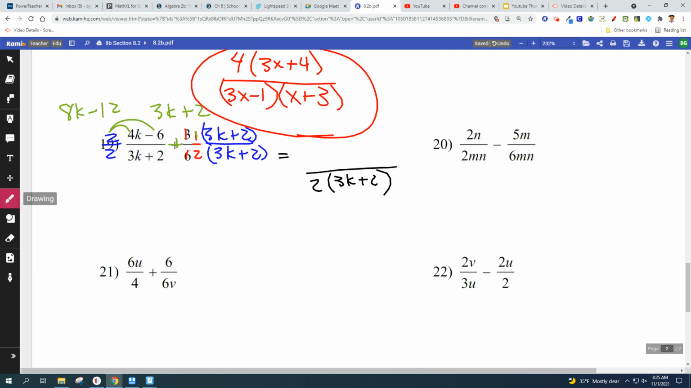So let's combine our like terms. 8k and 3k make 11k. Negative 12 plus 2 is minus 10. Last thing you want to do is just check if you can factor. If you can factor, sometimes you can cancel, sometimes you can reduce. In this case, there's nothing to reduce or cancel. We're leaving it alone.